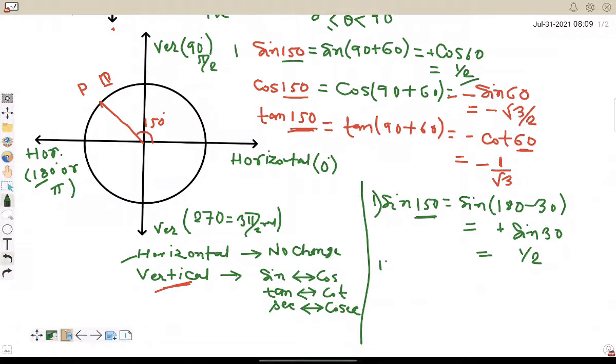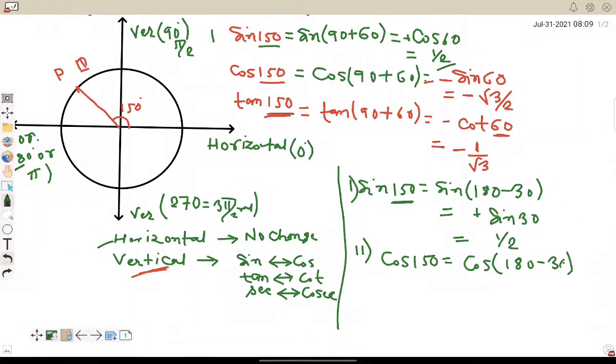For the second one, cos 150 can be written as cos of 180 minus 30, and this complete angle is equal to cos of 180 minus 30, or in the second quadrant we can write directly 30, but cos 150 is negative in the second quadrant, so write a negative sign here. So this one is minus root 3 upon 2. You can check these two values are the same, means horizontal no change, means the trigonometric ratio remains the same, we need to check only the sign, but in vertical we change to its complementary.